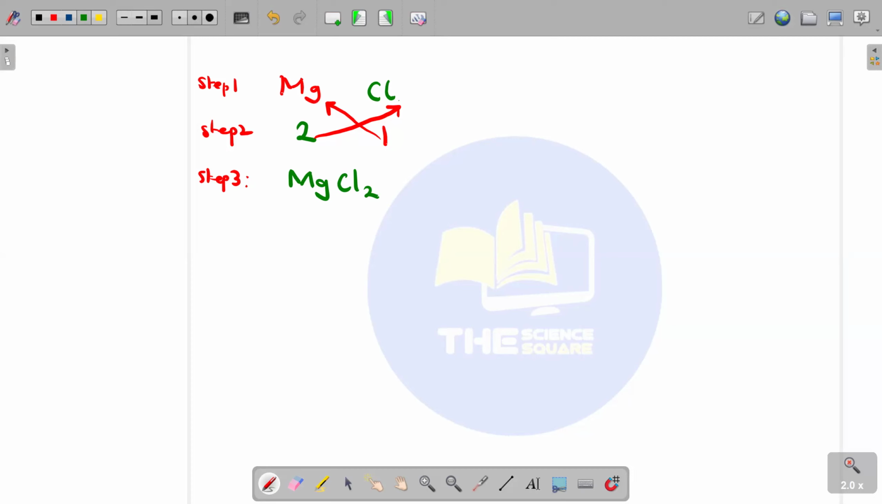But we don't need to write the 1 in this case. So we don't need to say Mg1Cl2. No. Since this is 1, we just keep it that way. So this is magnesium chloride. Okay, similarly, let's assume it were sodium chloride that we have. The combining power of sodium is 1, and the combining power of chlorine is also 1. So in this context, which becomes what? NaCl. So we don't need to say Na1Cl1. No, we don't need that.